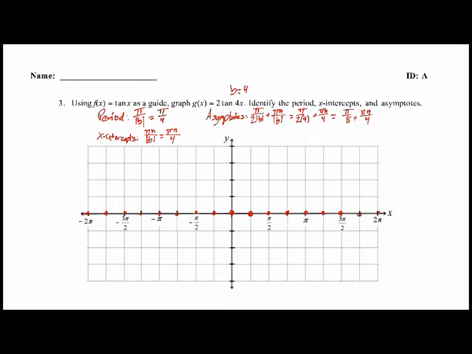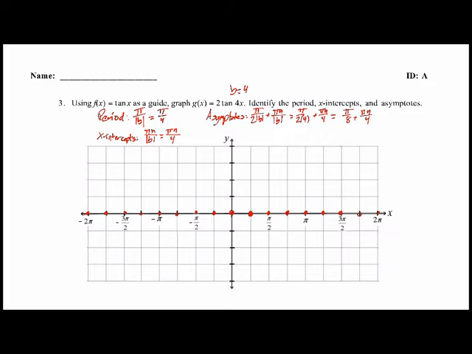Folks, when you're graphing these, choose whichever one is going to be easiest for you to start with, the x-intercepts or the asymptotes. Again, looking at our x-intercept equation, just pi n over 4, that just means it's always going to be at a multiple of pi over 4. The asymptotes are always going to be halfway in between those.